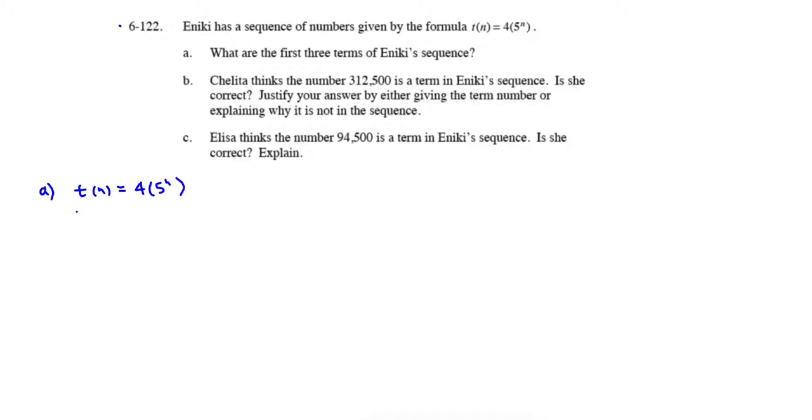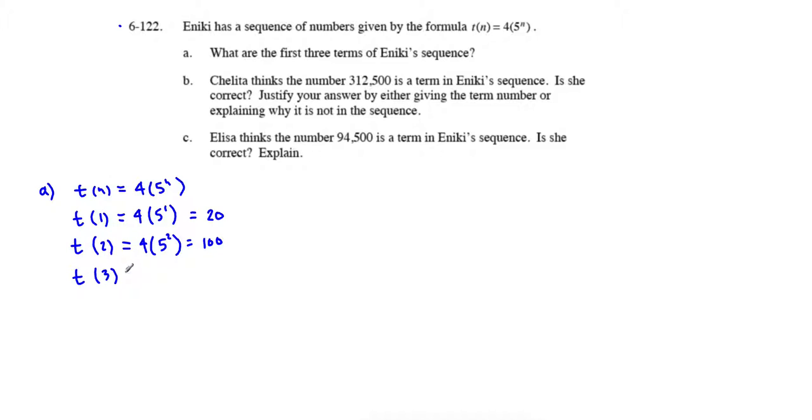we can say, all right, well, the first term obviously is going to be 1. So we're going to do 4 times 5 to the first power, which is going to give us 20. Second term, we're going to do t of 2 equals 4 times 5 squared. 5 squared is 25 times 4 is 100. And then let's do the third term.